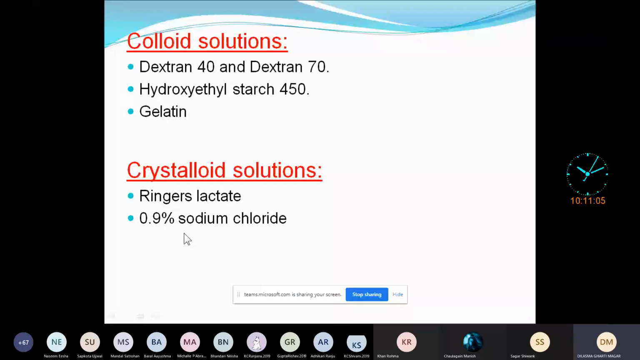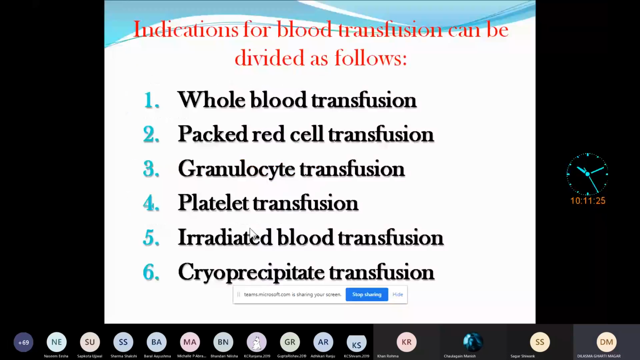Under crystalloid solutions, lactate is there, and then 0.9% sodium chloride, or you must have heard of saline water, isn't it? So it will be used. Saline water means 0.9% sodium chloride is used. Now we'll come to the indications of blood transfusion.